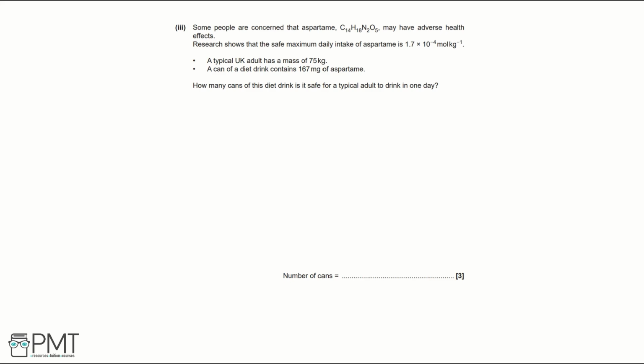So firstly, let's highlight the key pieces of information in this question. That's going to be the molecular formula of aspartame, the maximum daily intake of moles per kilogram, the average mass of an adult, and the milligrams of aspartame that a can contains. The first equation triangle, and the only equation triangle we're going to use in this question, is mass is equal to moles times relative formula mass. So we're going to have mass at the top, moles, and then relative formula mass.